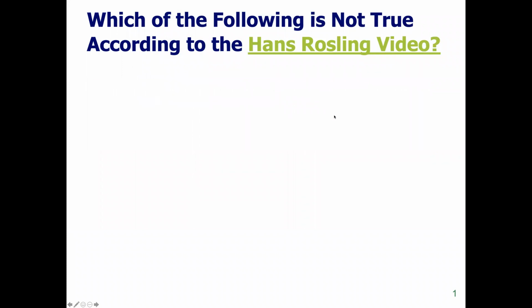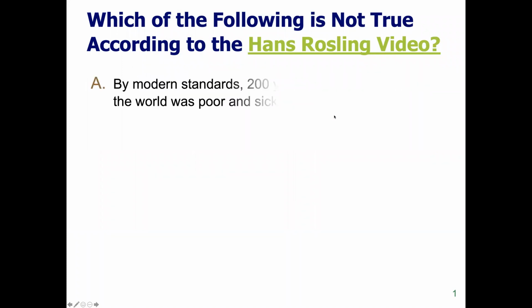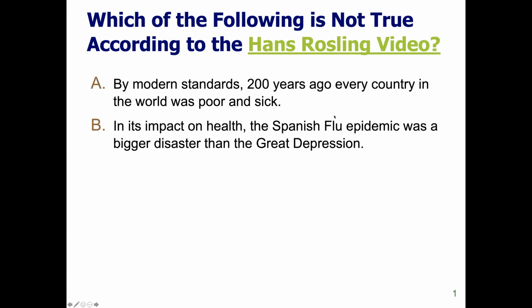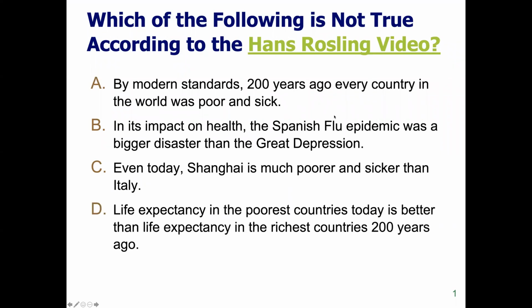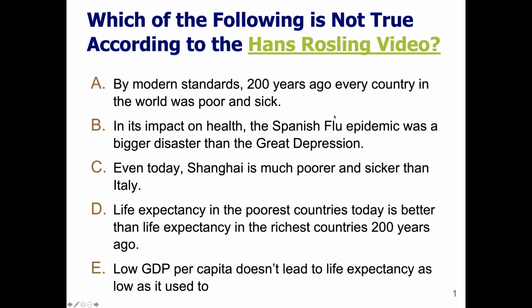Which of the following is not true according to the Hans Rosling video? A, by modern standards, 200 years ago, every country in the world was poor and sick. B, in its impact on health, the Spanish flu epidemic was a bigger disaster than the Great Depression. C, even today, Shanghai is much poorer and sicker than Italy. D, life expectancy in the poorest countries today is better than life expectancy in the richest countries 200 years ago. E, low GDP per capita doesn't lead to life expectancy as low as it used to.